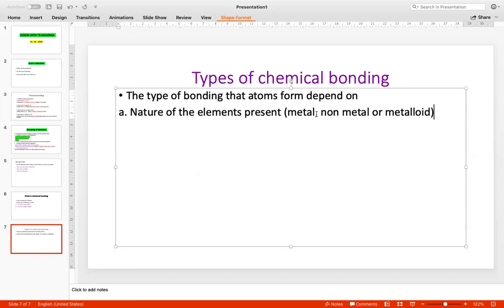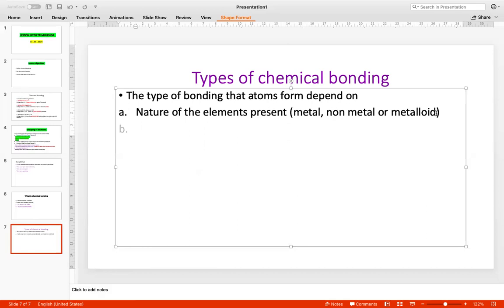And because of that, metals can only take part in two types of bonding, which we are going to look at. Non-metals can also take part in two types of bonding. Metalloids is just one. So let's classify: metals, two types of bonding; non-metals, two types of bonding; and then metalloids, one. So, one, the nature of the elements present.